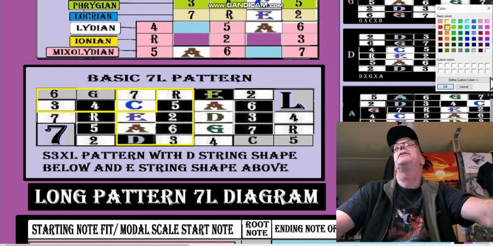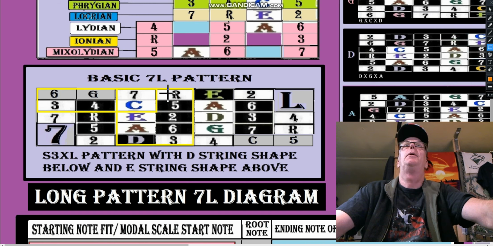All right, and let's just change colors there for a second. And the L part would be, certainly we have the S2L down here, and then this would be the S3S up here.